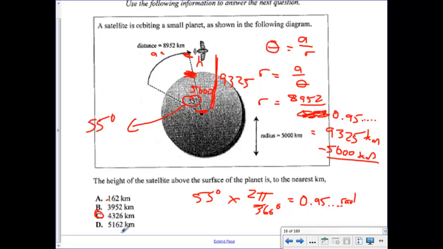And you said it was 4326. Okay. So, are you okay with the 9325 number? Or that one doesn't make sense? Like, I got 0.95, but I converted it to. Okay. So then take your arc length.